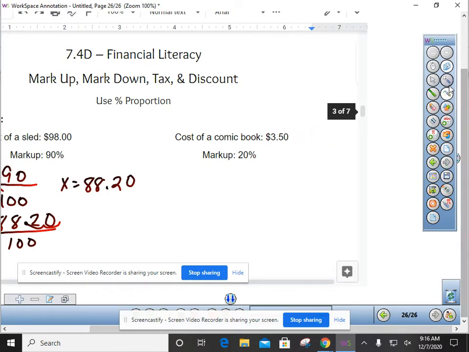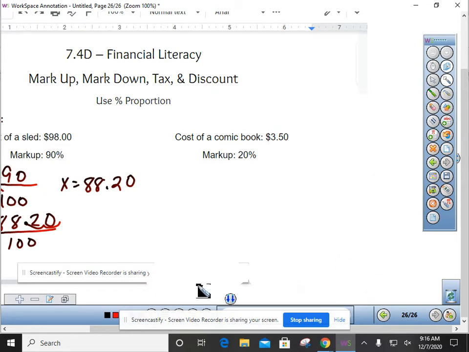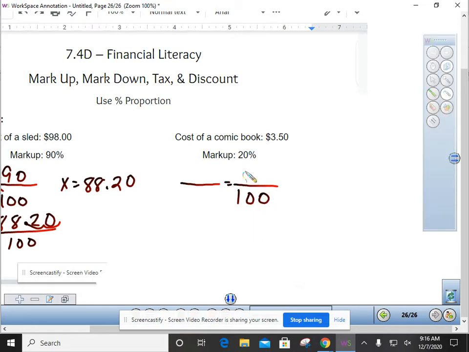Look at the next one. Cost of a comic book is what? $3.50. The markup is 20%. This one we're going to find the new price. And I'm just saying we are because I just made it up and I'm in charge. How do we find 20%? Make a proportion. This is 100. What goes above it? 20. Where does the 350 go?